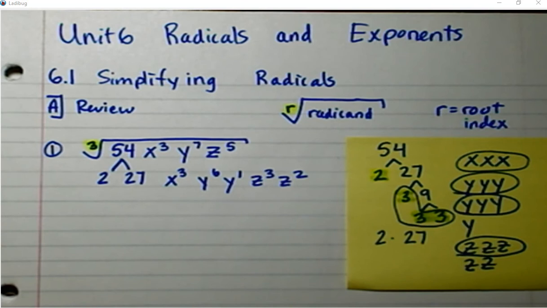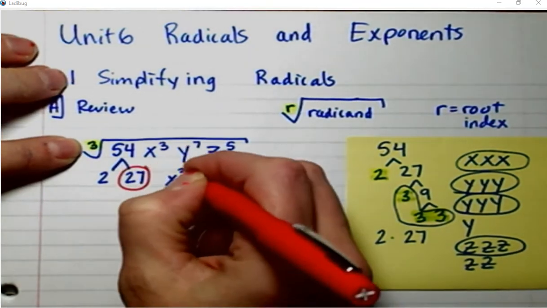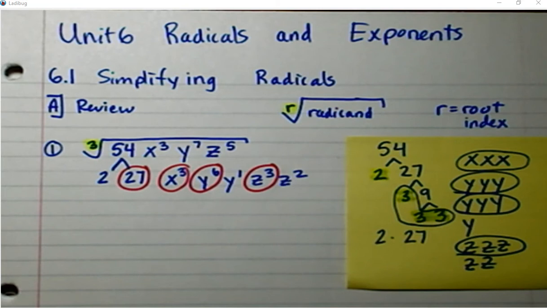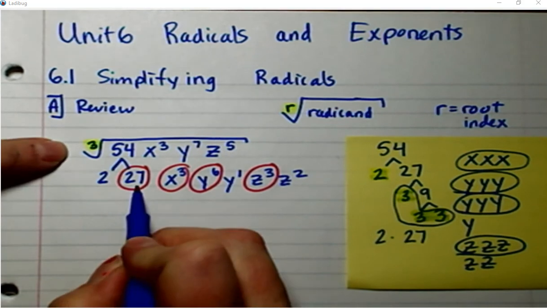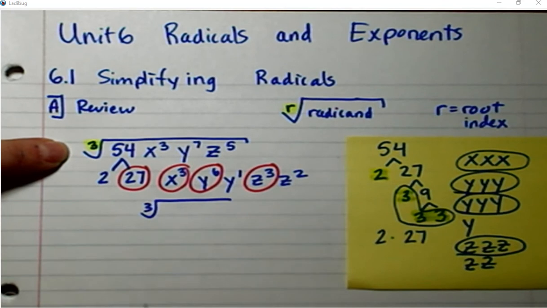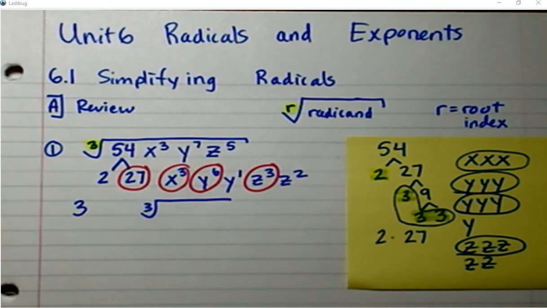Now here comes the extra color. I'm going to circle all the perfect cubes because those are the things that are going to come out of the radical. All 4 of those things are perfect cubes. Right? There's the factor tree to prove it to me. So the 27. Okay, I'm just going to make a little cube root here, and I'm going to decide where everything goes. The 27 comes out as a 3. The 2 stays.